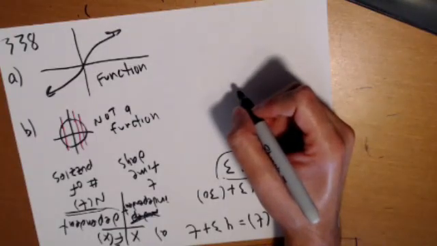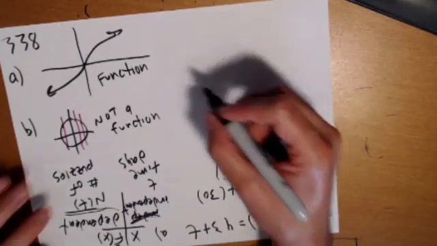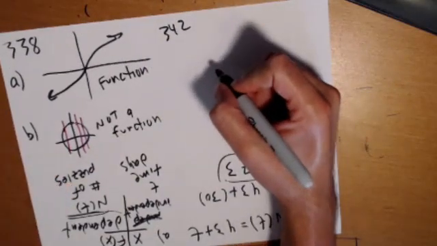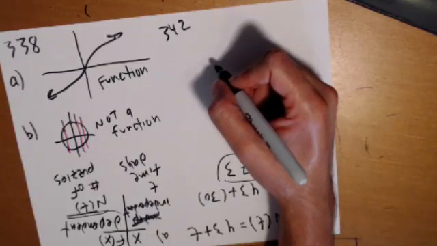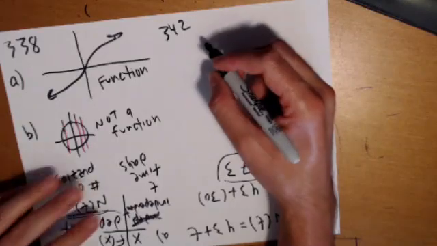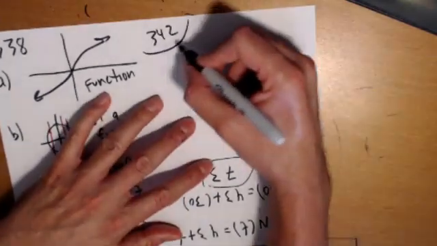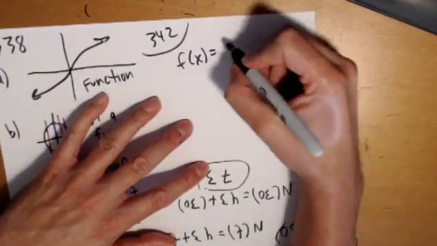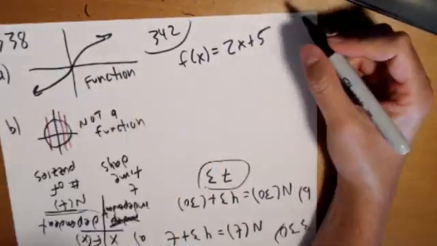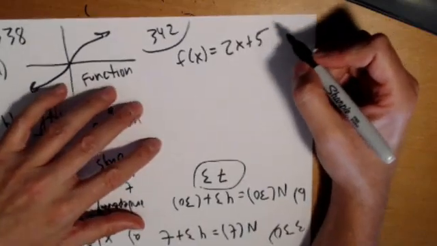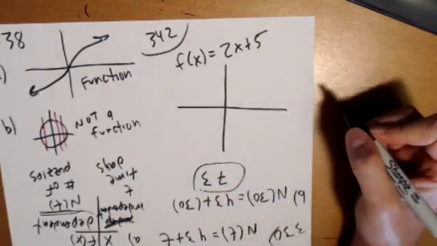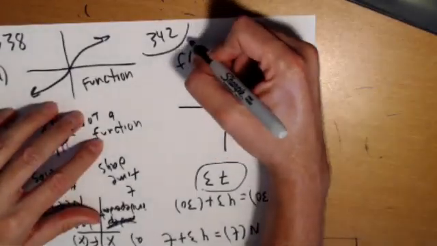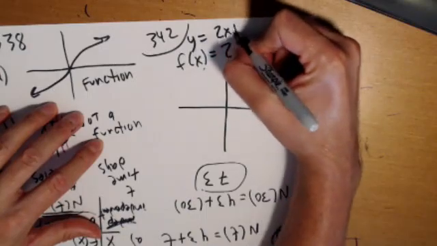Okay. And then, let's see. 342. What does 342 want us to do? Graph each function, state its domain and range. Write the domain and range in interval notation. Oh, silliness. 342, f of x equals 2x plus 5. So, f of x, just think of it as y. So think of this as just y equals 2x plus 5.